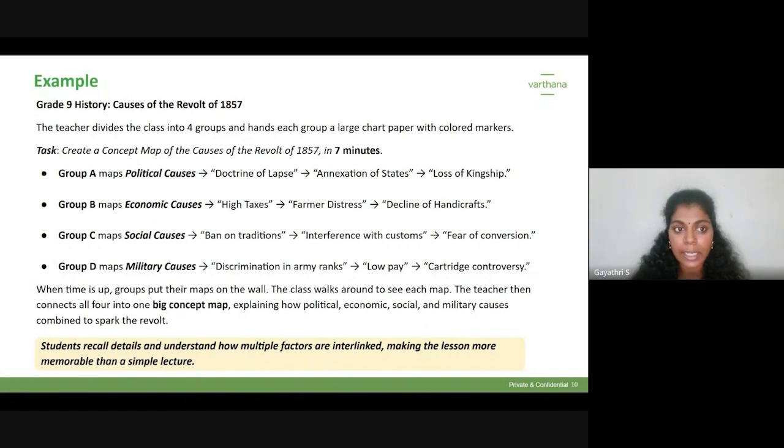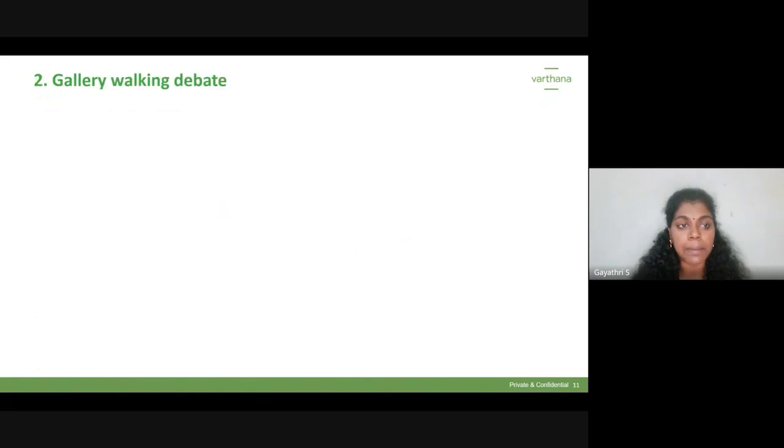So this entire concept mapping works really well with any subject that involves a lot of steps and concepts, like science, social, specifically history, geography, and even languages. English, and Tamil or a regional language work very well as well. Now let's move to the second example.